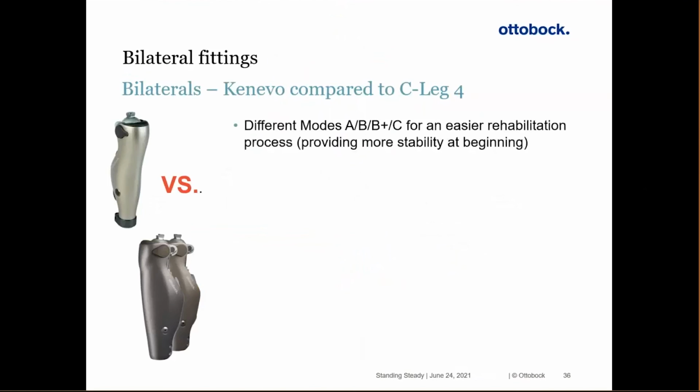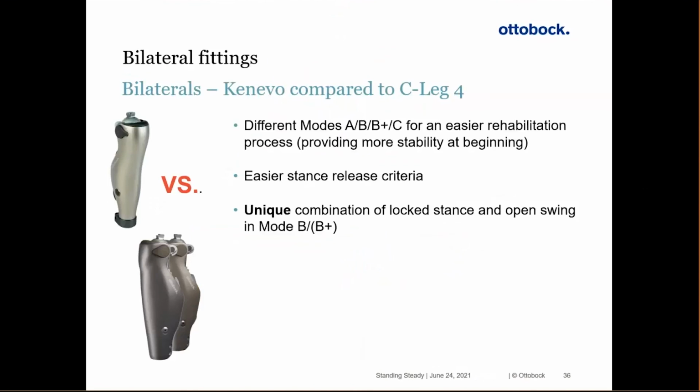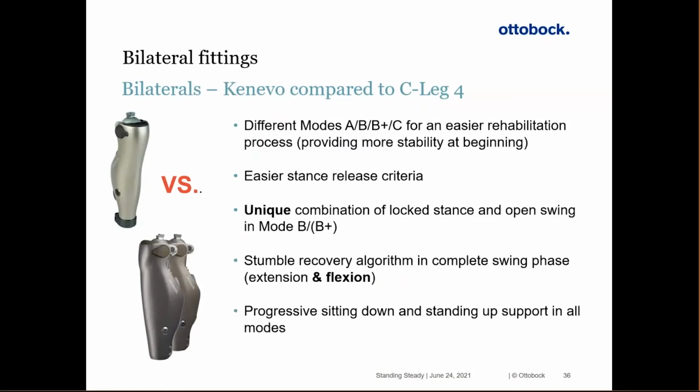So if we look at why you would pick a Kenevo over a C-Leg, we have this progression in rehabilitation or regression potentially. Easier stance release criteria can help if they're having a hard time releasing. And we have a unique combination of locked stance and open swing, stumble recovery, progressive sitting down and standing up support. So as they go to stand up, this can also be a benefit for the user.